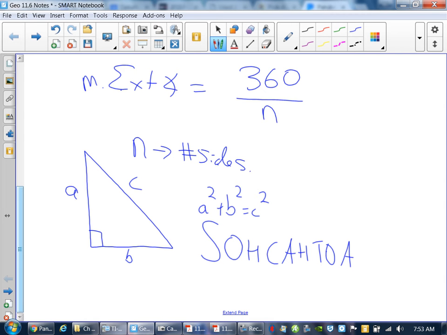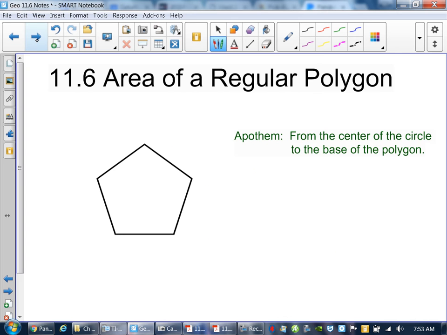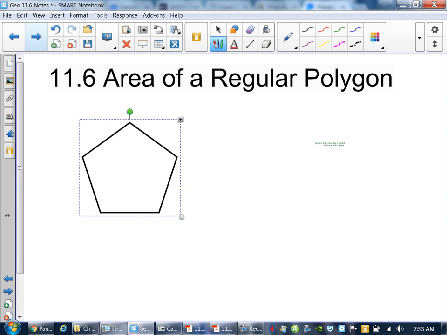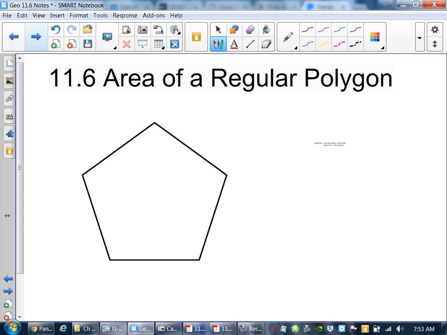All right? So let's talk about what's called the area of a regular polygon. And we have a new term, and I'm going to worry about that later. I'm just putting in a pentagon for the first example. In a regular polygon, we know that all the sides and all the angles are the same. We did that before. That's not new.